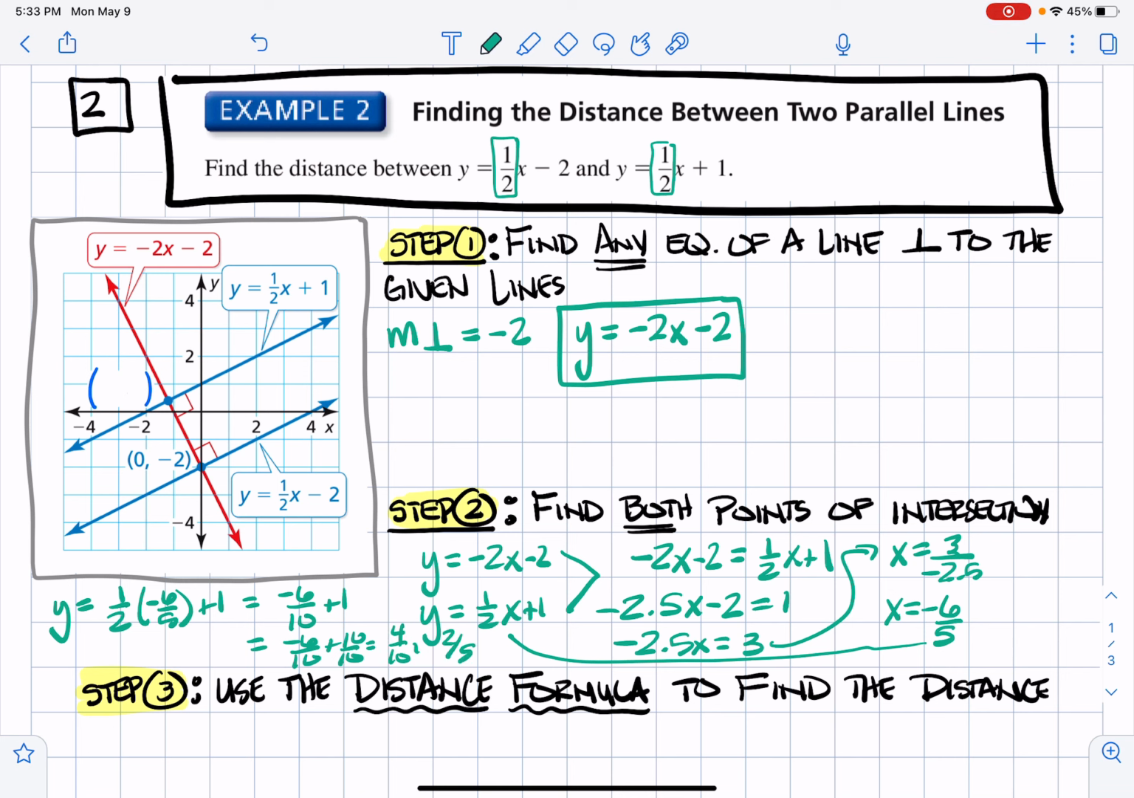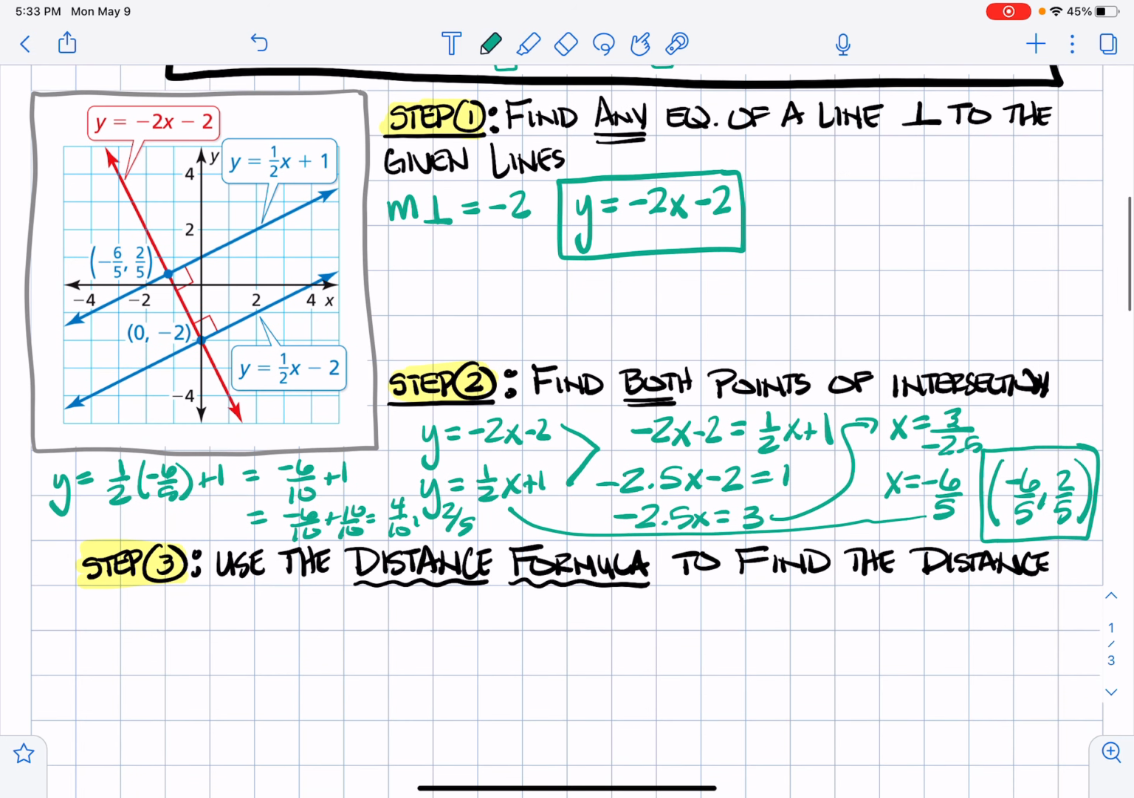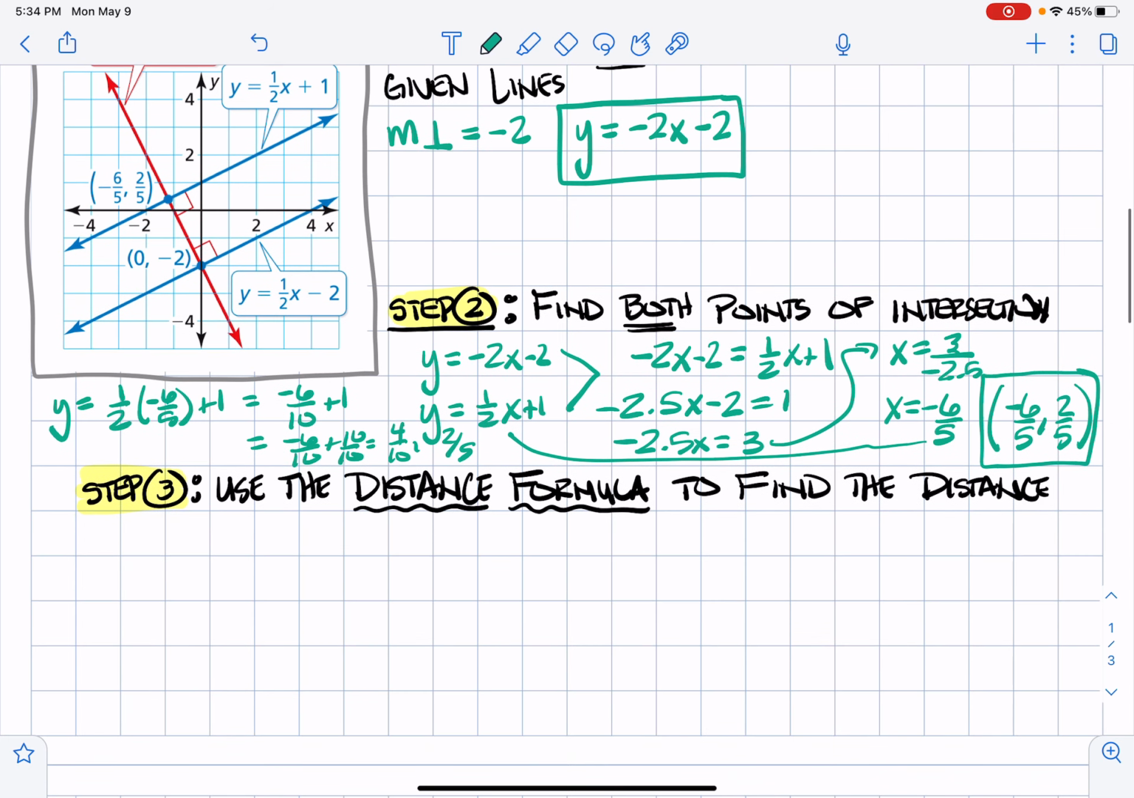Okay, so now if I erase this for you real quick here, you can see that that point of intersection is negative 6/5 comma 2/5. That's a lot of algebra to do for that one. So that's my point of intersection. Let's write it down over here. Negative 6/5 comma 2/5. Now, if you want to use decimals for that, you guys, you're totally welcome to use decimals as well. Okay, the last thing it wants us to do, step number 3, is just use the distance formula to figure out what that distance is between those 2 points.